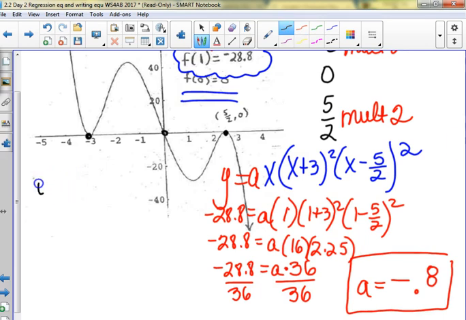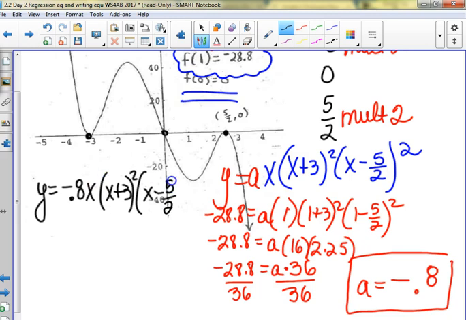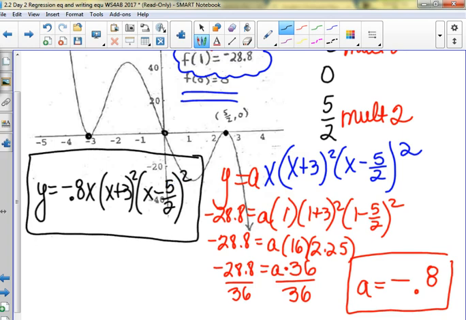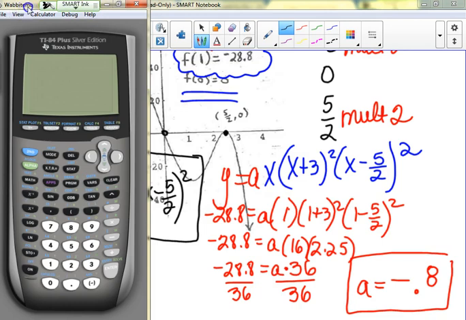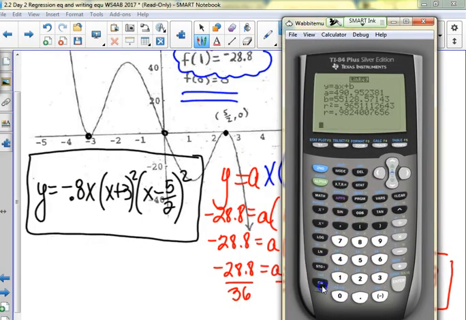Okay, so if I leave it negative 0.8, and there was a 0 at 0, negative 3, and positive 5/2, and those are multiplicity 2. Do you want me to go through and do it again if I write this as 2x minus 5, or we're okay? What I'd rather talk about is how to check this. How can we check this? Let's go to the calculator.